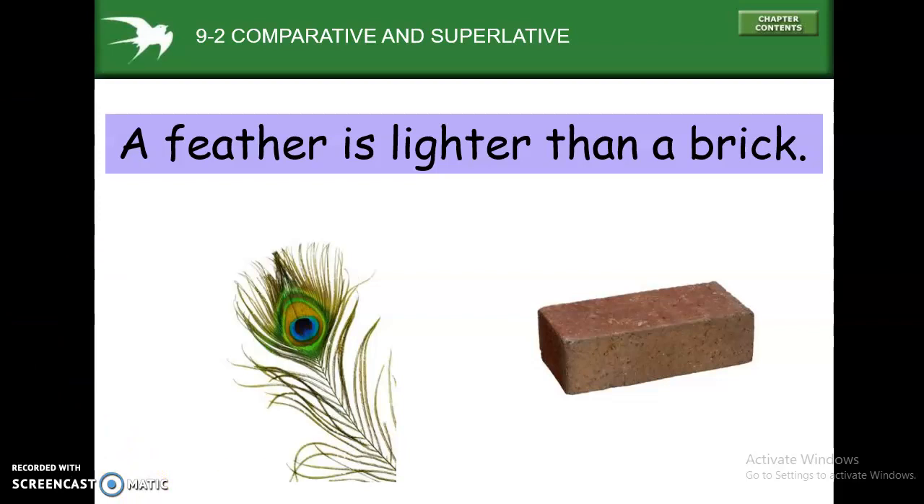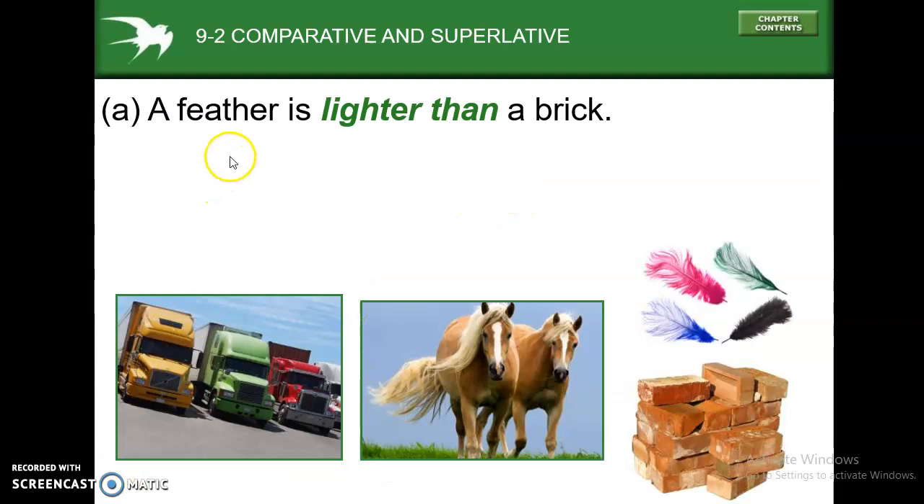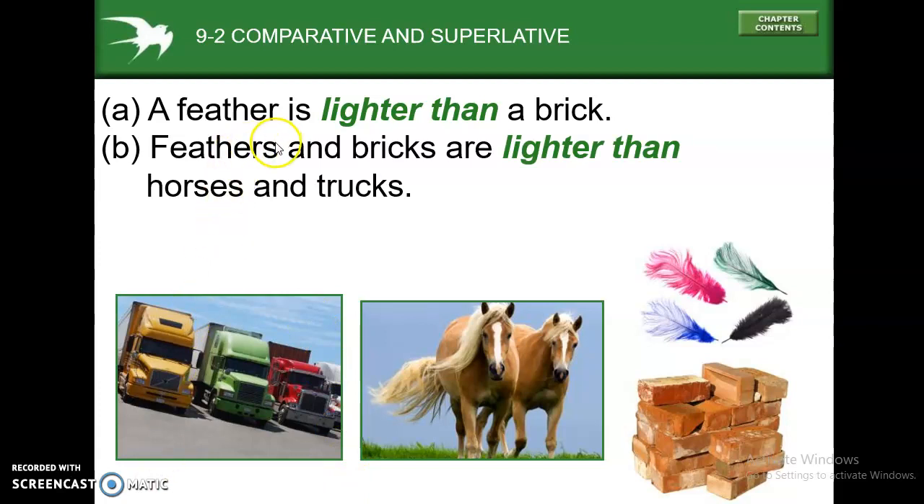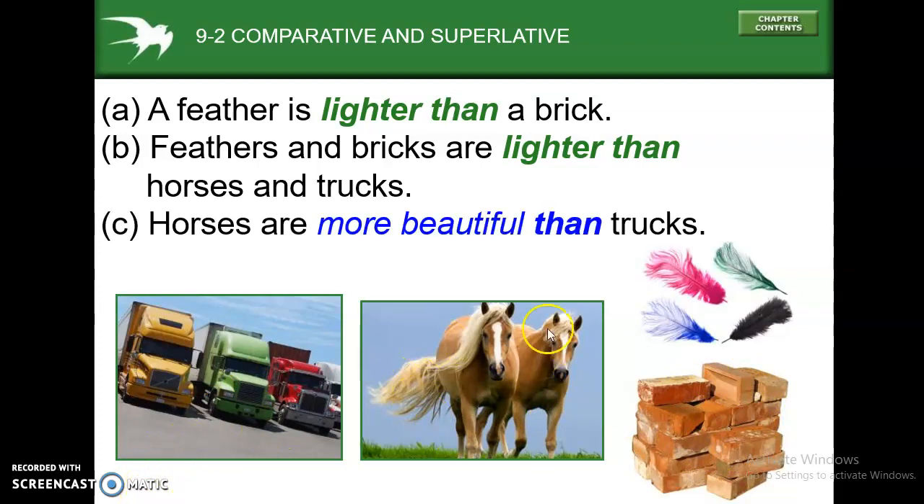Now we use the comparative ending -er. For example, a feather is lighter than a brick. So light plus -er: lighter than a brick. A feather and a brick are lighter than a horse and a truck. A horse is more beautiful than a truck.